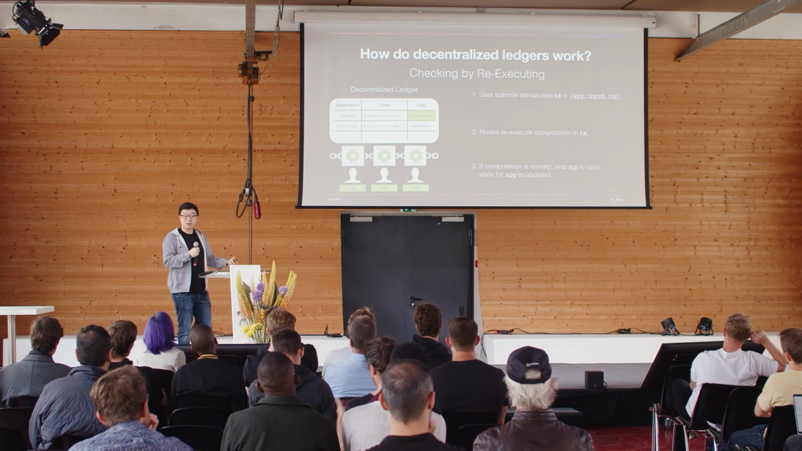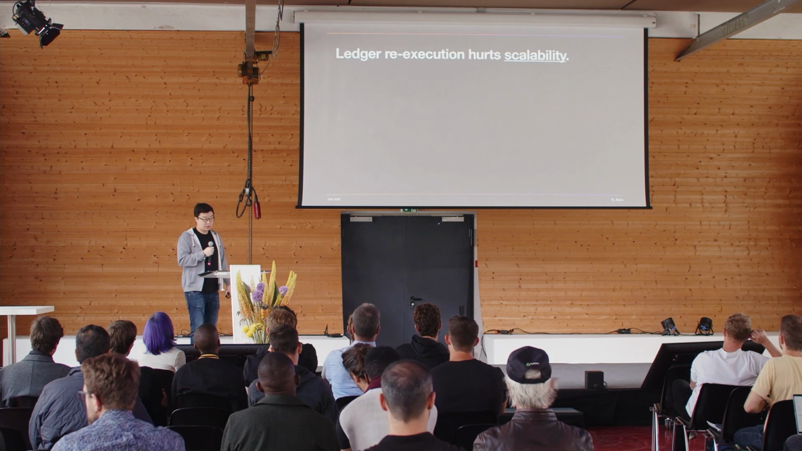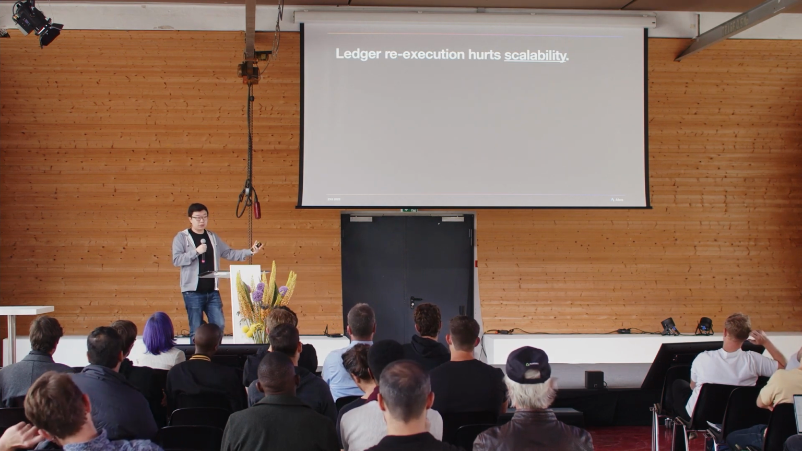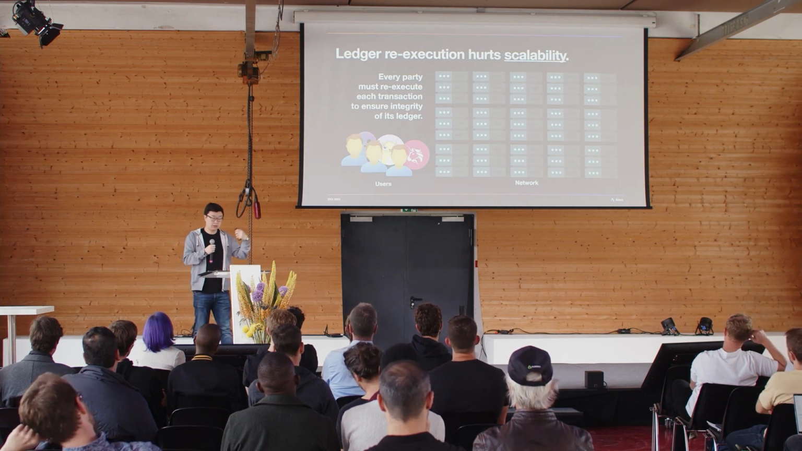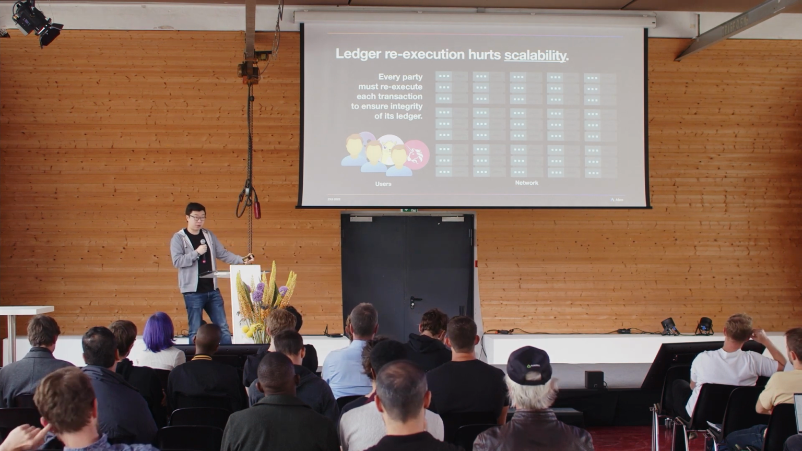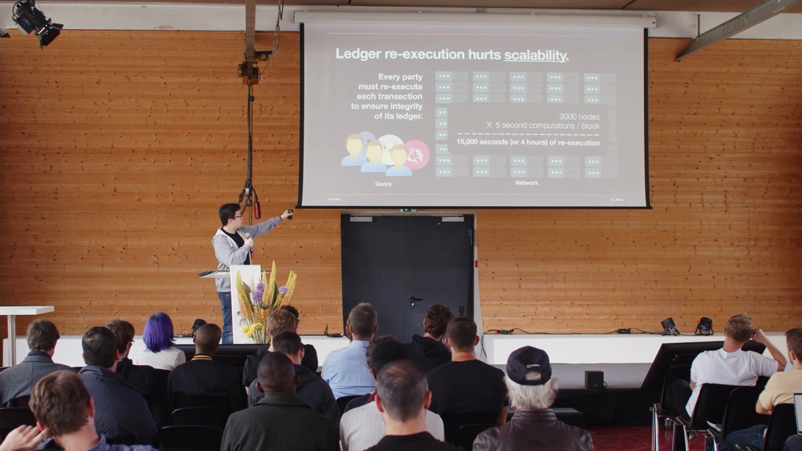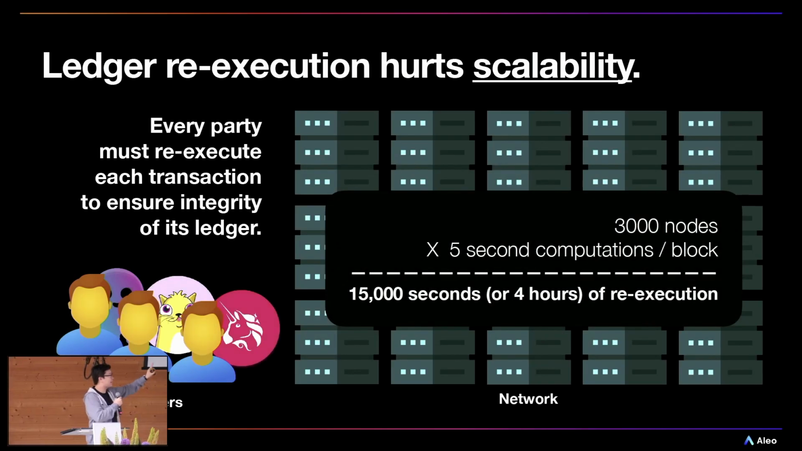And as you can already begin to see, there's a lot of re-execution going on in this model. So let me walk you through some of the limitations of this. First, ledger re-execution really hurts scalability. In general, every transaction rerunning computations on every node on the network will result in a lot of wasted work. In fact, if you just take the Ethereum structure from ETH1, and I realize that post-merge we have to redo the numbers here, this is 3,000 nodes. If we just assume there's about 5 seconds of computation in each block, the math already adds up to 15,000 seconds, or about 4 hours of re-execution. That's a lot of wasted work.